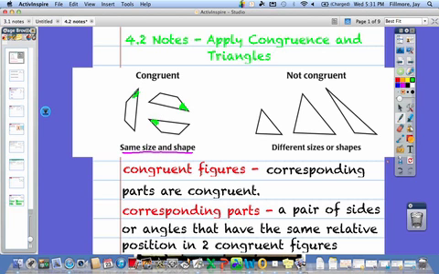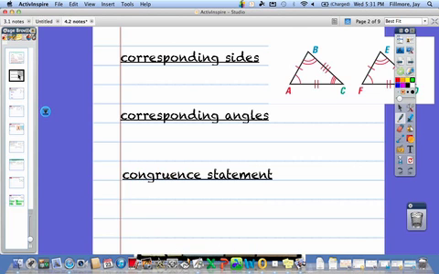That's why it's relative position, because it's not always the same spot. You have to pay attention if the figure's rotated or not. So let's do an example with that, shall we? Let's list all the corresponding sides, corresponding angles, and we're going to write what's called a congruence statement.